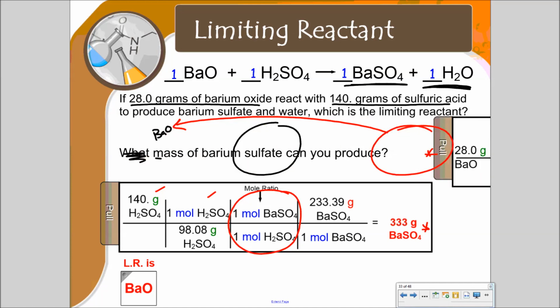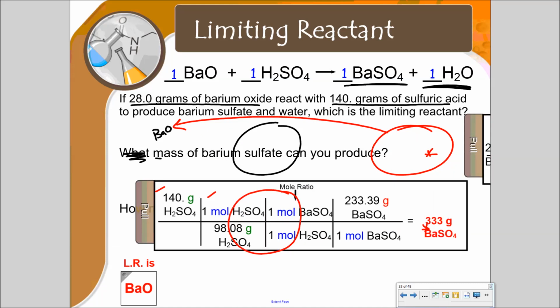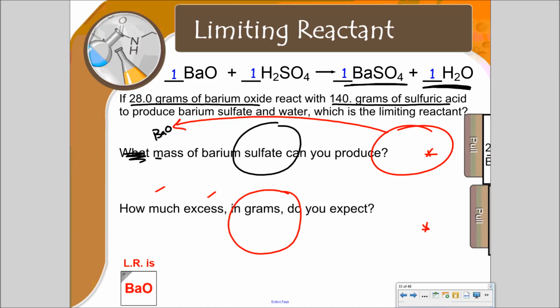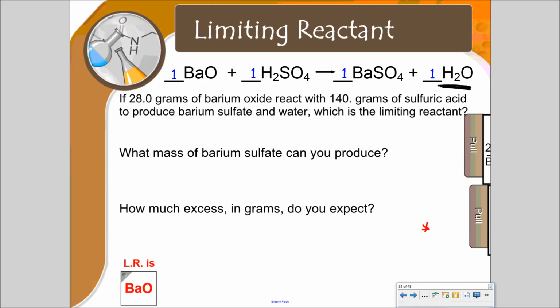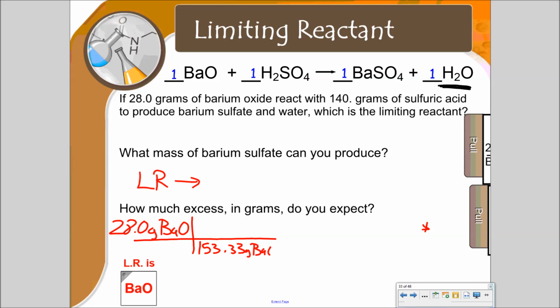Let's just close this back up. There we go. And you could pause the video if you needed to write down all of that. Okay. All right. I will work how much excess in grams do you expect. So we start with our amount of barium oxide. So we always are going to start with the limiting reactant when we're doing excess, and the limiting reactant was the barium oxide. So we're going to start out with 28 grams of barium oxide. If you're not in moles, get to moles. And so we need to convert this back to moles. 153.33 grams of barium oxide, 1 mole.